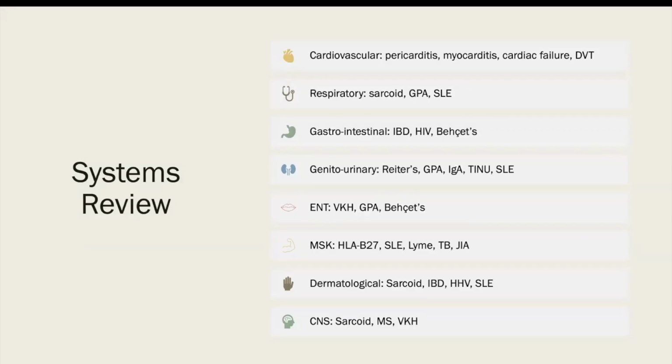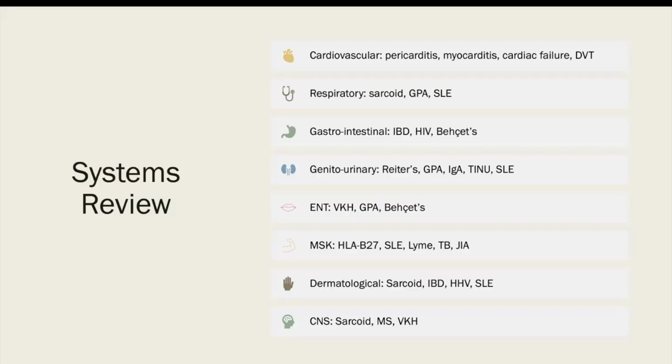Do they have any ulcers in their mouth, for example? Any tinnitus in their ears that they can hear that might give you a suggestion of VKH? Are they HLA-B27 positive? Do they have JIA? Do they have TB? Do they have psoriasis, for example? And finally, again, any MS or any VKH. So there's lots of different questions that you can ask.